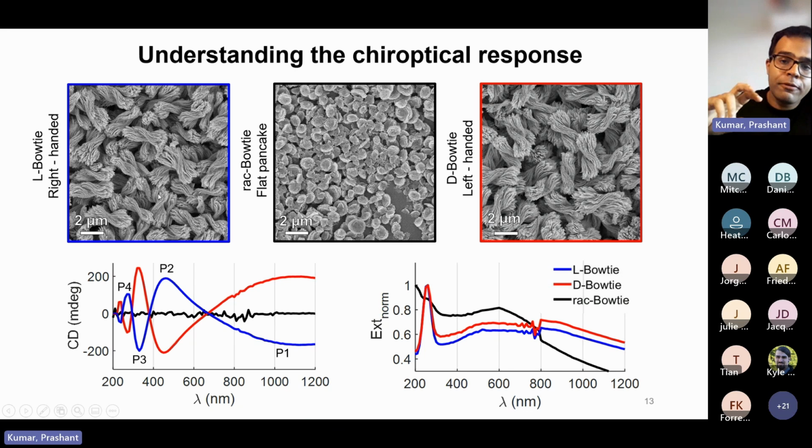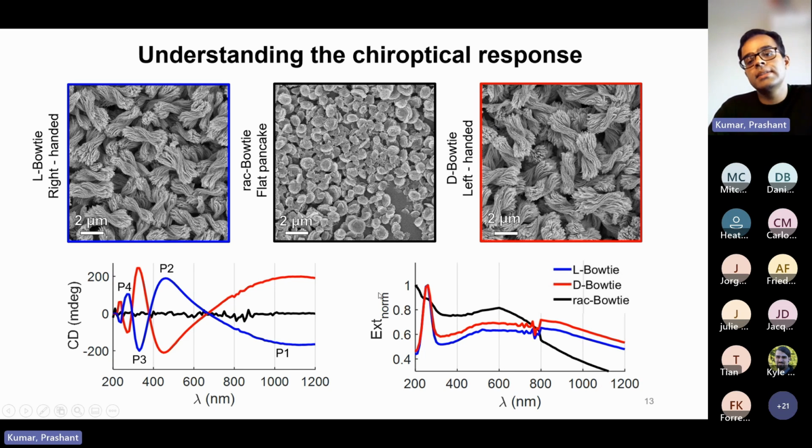Now, when I flip the handedness of the molecule that I use to make this material, that is, I use the D-cystine molecule, I get these left-handed bowties, where the handedness completely flips. And the CD spectra, as usual, flips as well, where you see the red spectra is actually a mirror image of the blue spectra.